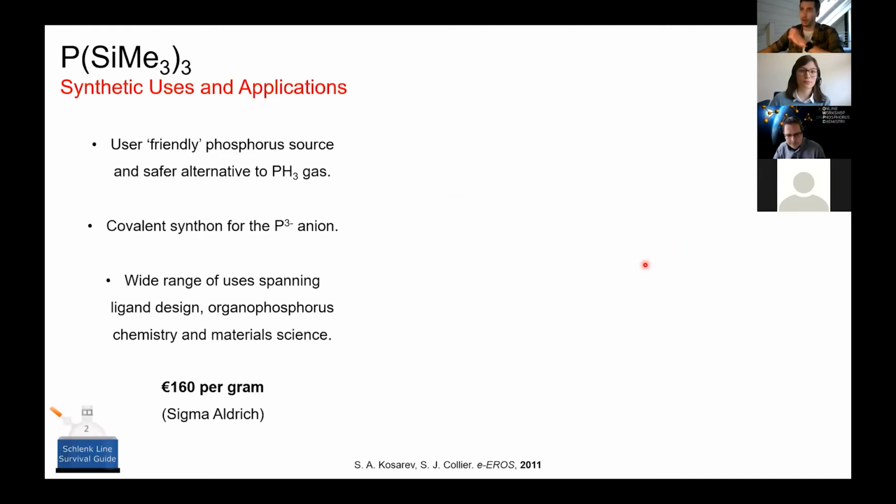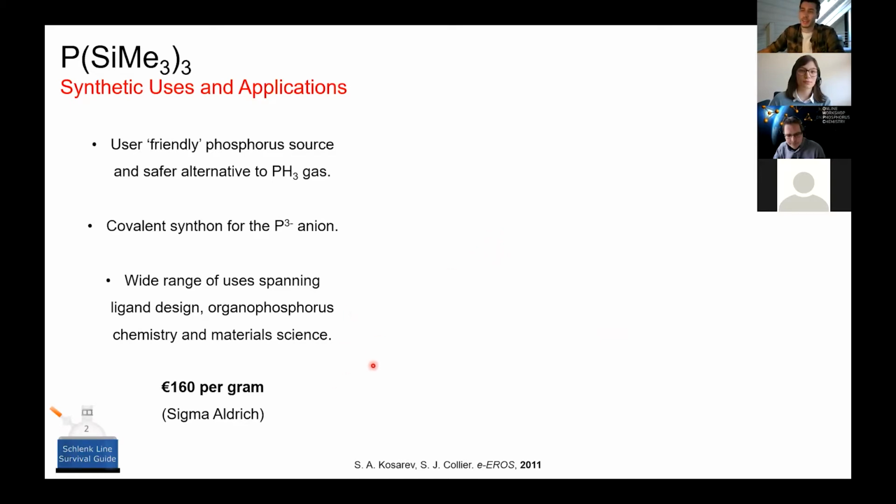As I mentioned, it's often referred to as a user-friendly phosphorus source and safer alternative to PH3 gas. Because it is such an alternative, it's often referred to as a covalent synthon for the P3- anion, and you'll see in a second how that is used in synthesis. Because of this, it has a wide range of uses spanning ligand design, organophosphorus chemistry, and materials science.